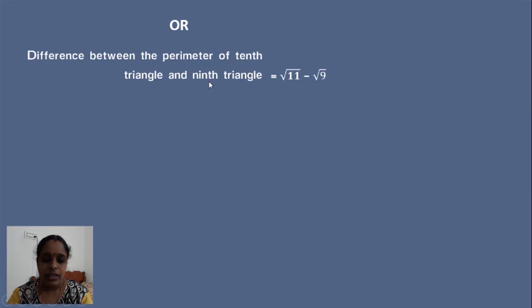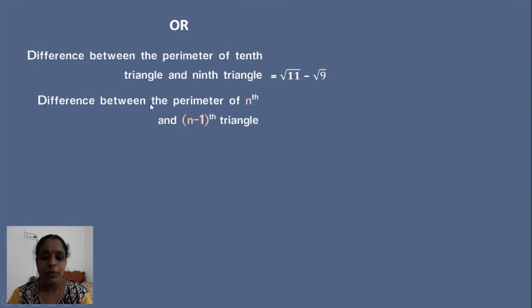Like that, what is the difference between the perimeter of nth and n minus 1th triangle? If it is 10, we write like this. If it is n, what do we write? We write it as root n plus 1 minus root n minus 1. That is the answer. So you can write directly the answer like this, but you should learn the first method also.